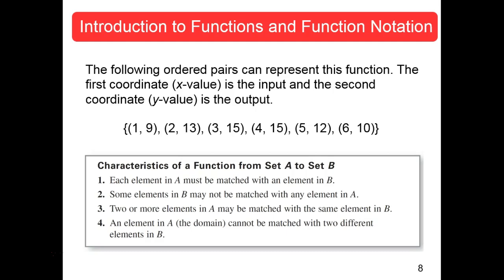That's number 2. Number 3, two or more elements in A may be matched to the same element in B. We saw that, didn't we, right here? 3 and 4 o'clock, 15 degrees both times. That's okay. No problem there. But you couldn't have a 2 o'clock at 13 degrees and over here have a 2 o'clock at 15 degrees. That's not going to work, because at 2 o'clock there can only be one temperature for this to be a function.